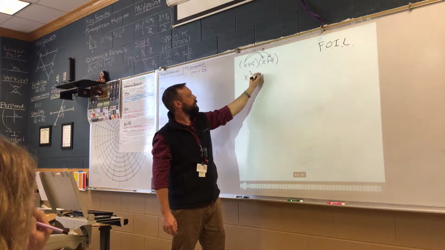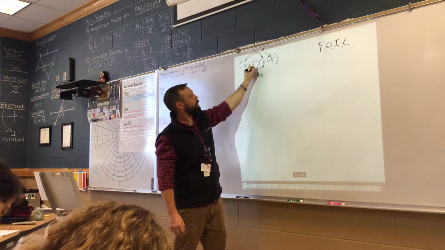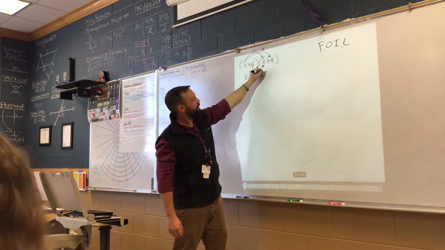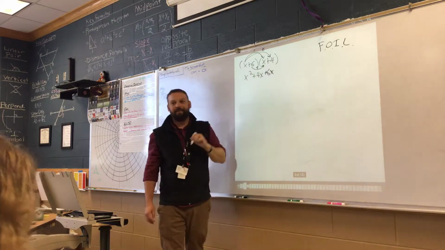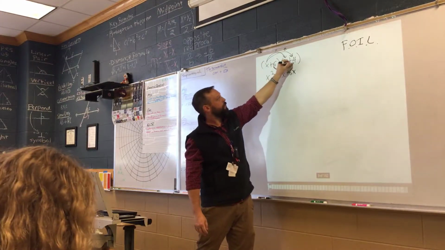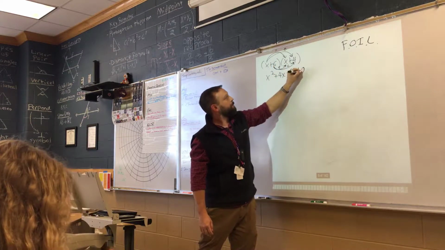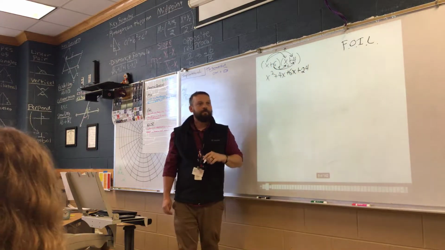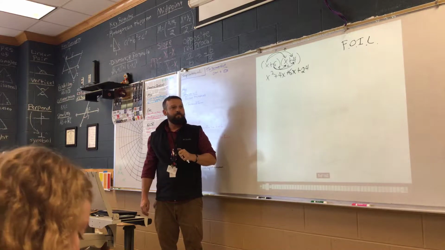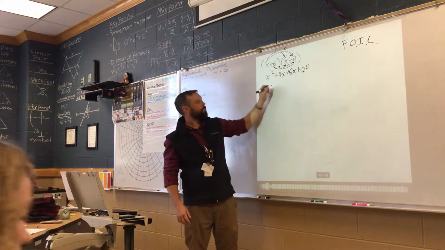4X. And then 5 times X, which is 5X. Whoa, that's a 6. It kind of looks like a 5. Yeah, it does. And then that'd be 6 times 4, which is plus 24. There you go. I just want to know where you got 6 and 4. I made it up. Then you add like terms. Yeah, you combine like terms.